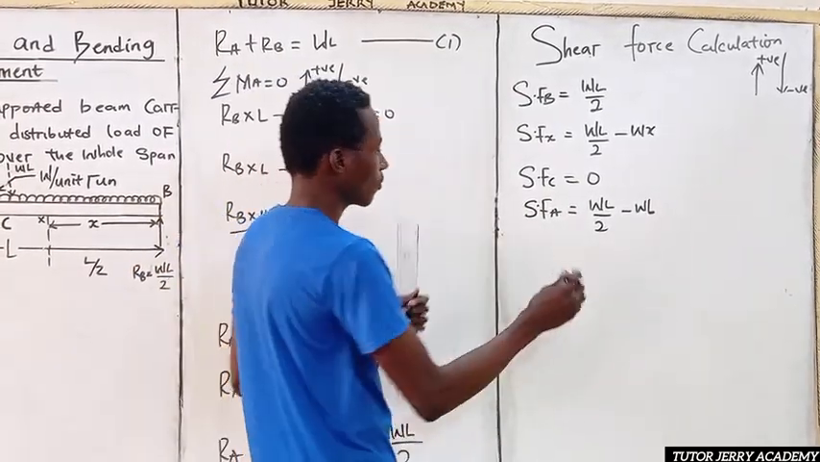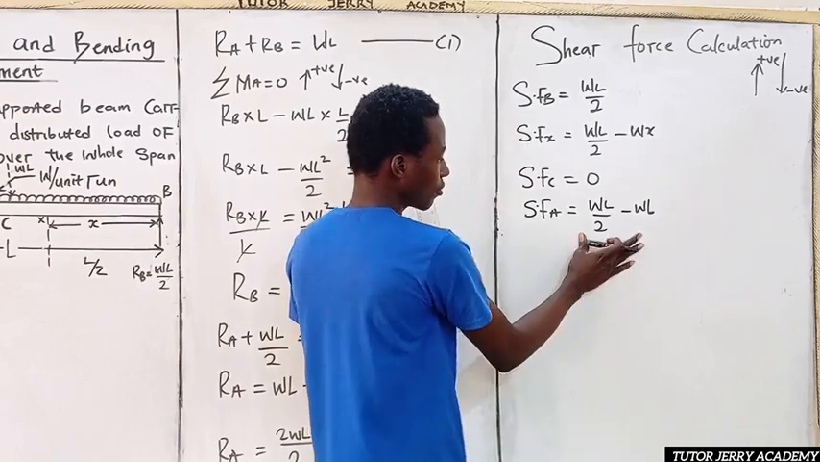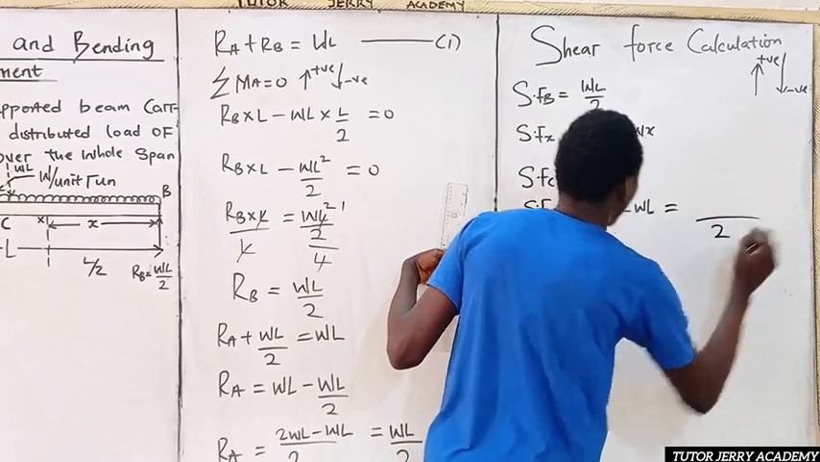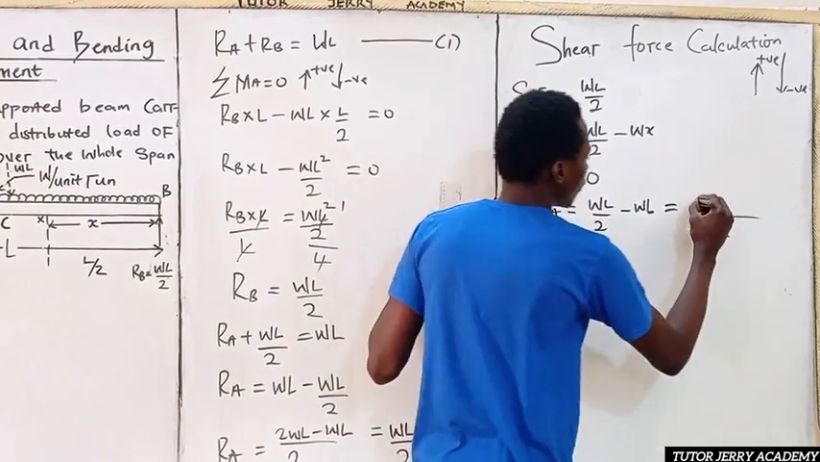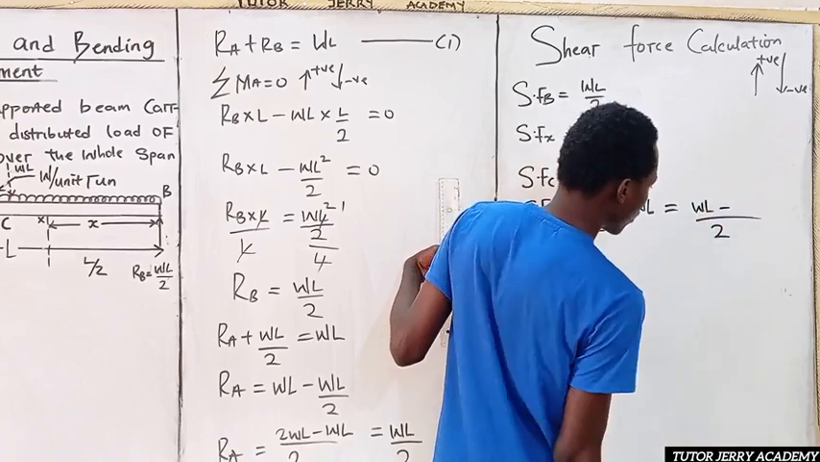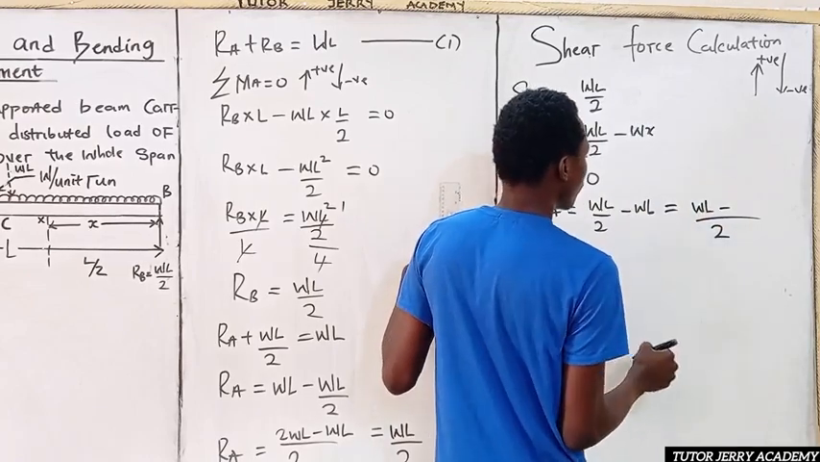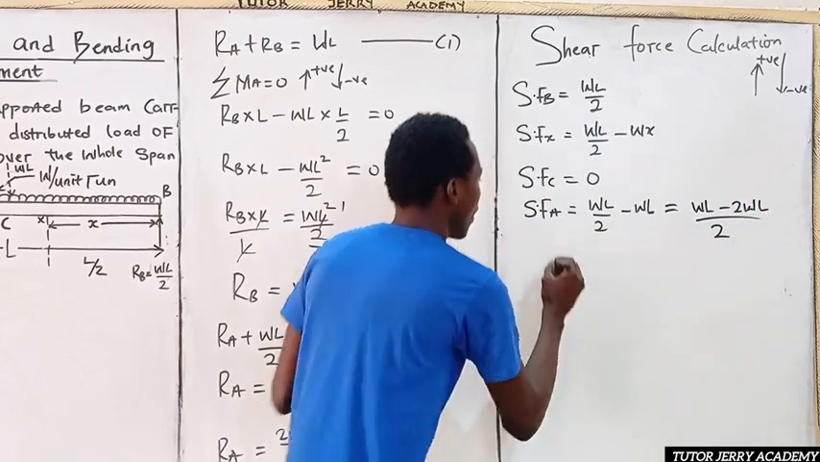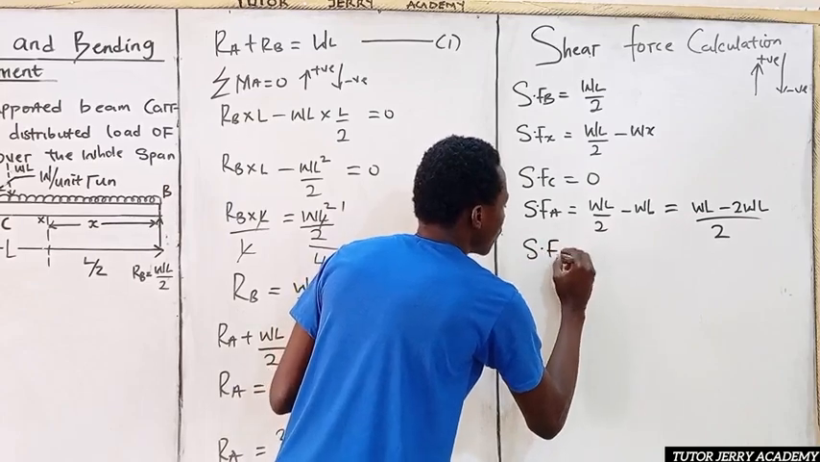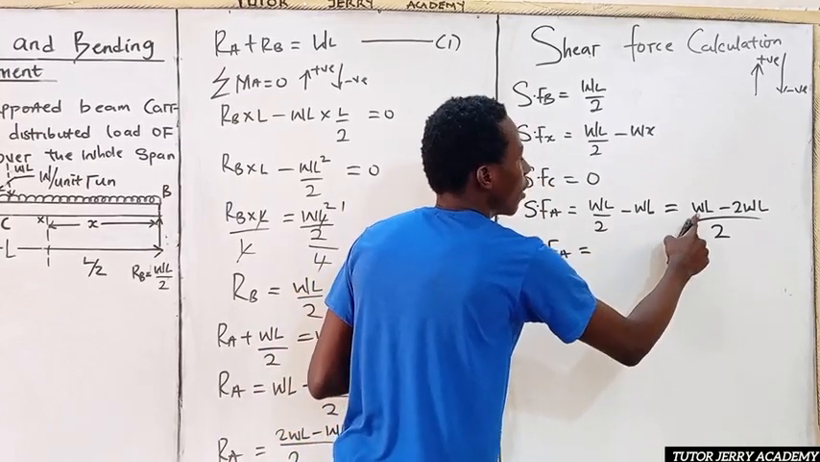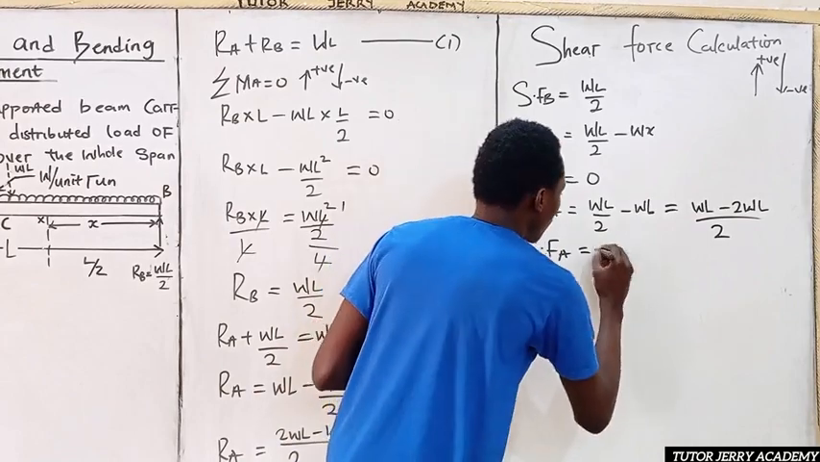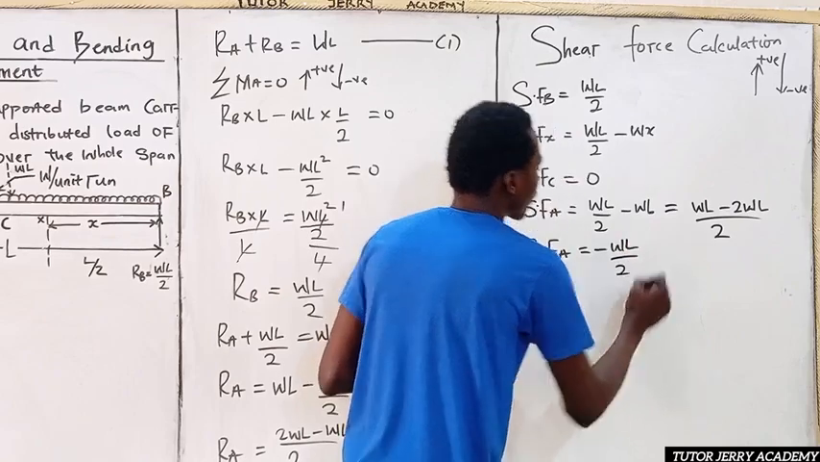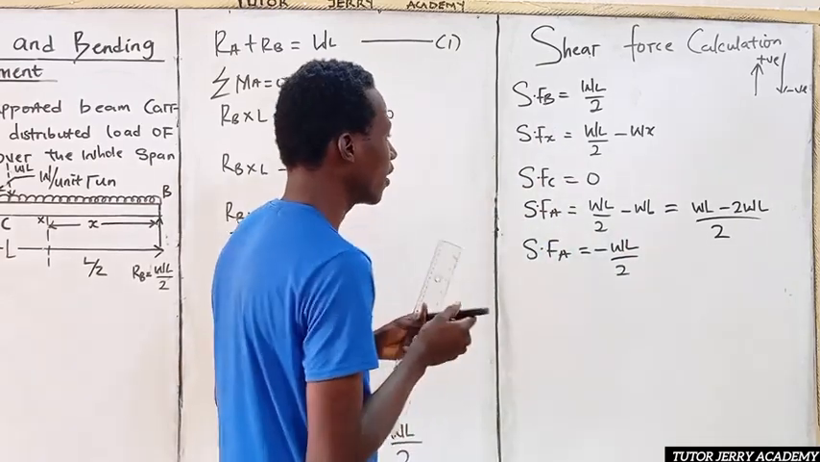So from this place, we can further deduce this. This can be equal to, if we take the LCM, we'll have 2 all over 2. 2 divided by 2 is 1. 1 multiplied by WL is WL minus, 2 multiplied by WL is minus 2WL. So our shear force at A can be written as WL minus 2WL, which is nothing but minus WL all over 2. So that's all for our shear force.